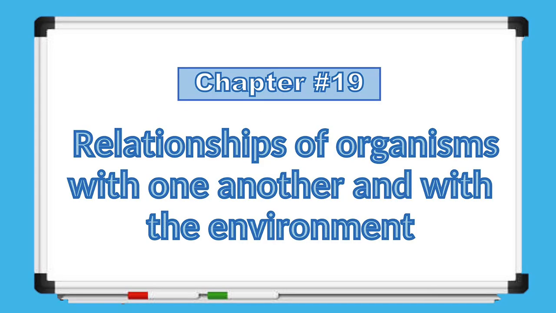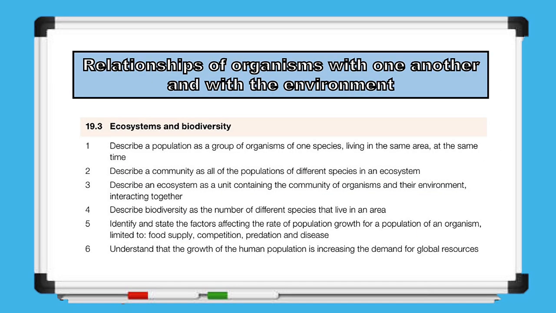We are continuing with Chapter 19, Relationships of Organisms with One Another and with the Environment. In today's lesson, we will begin Unit 19.3, Ecosystems and Biodiversity. Throughout this unit, we will work through each syllabus specification one at a time, explaining every concept in a simple, logical, and easy-to-understand way. Our goal is to make sure you not only understand the topics but also develop the knowledge and confidence needed for your O-Level biology examination.